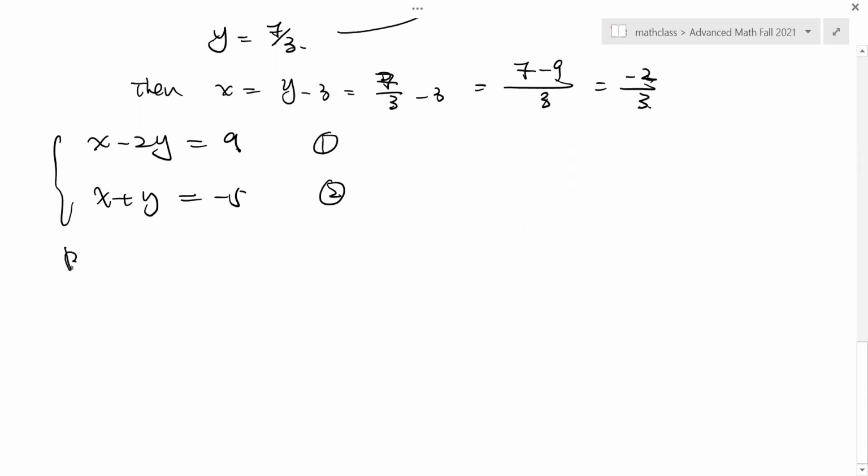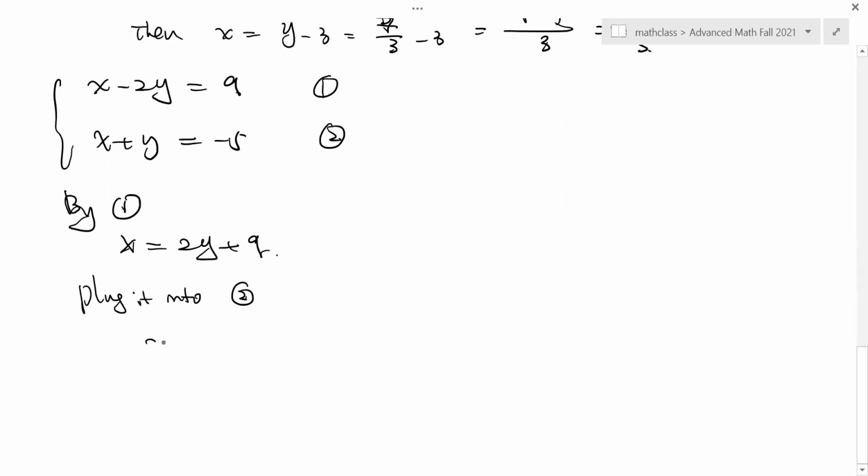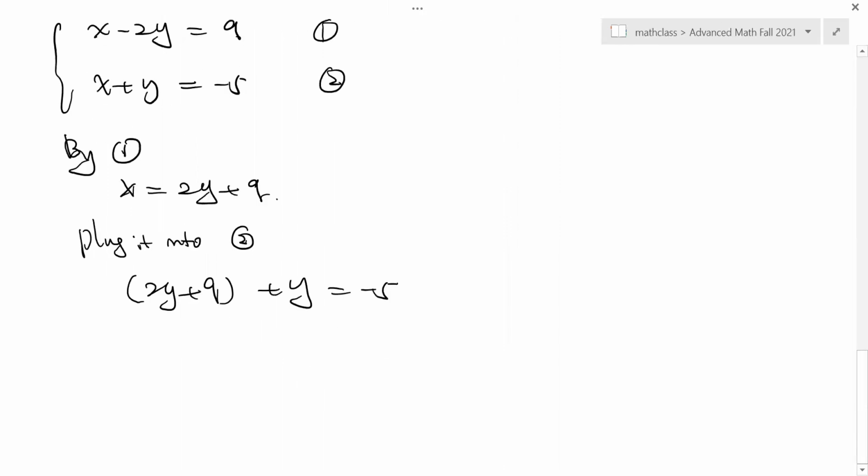Okay, we can use a substitution. By equation 1, I get x equals 2y plus 9. Right? You move 2y to the right-hand side, and then you plug it into equation 2. So it's 2y plus 9, that's x, and plus y equals -5. You get 3y equals -5 minus 9, it's -14.